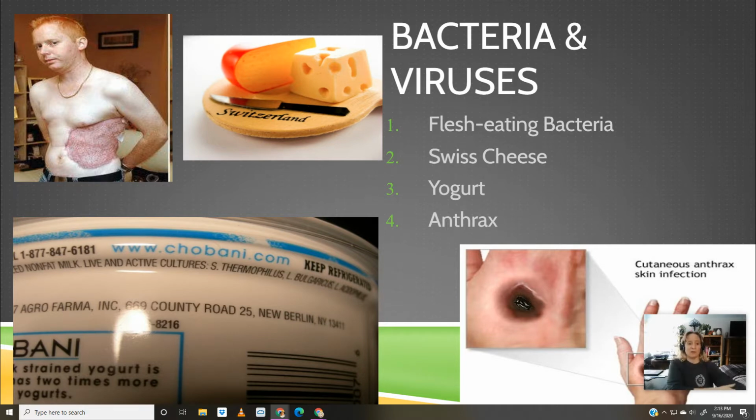We have in the upper left-hand corner an individual who has been diagnosed with having a flesh-eating bacteria. I hope none of us come into contact with that. Number two is Swiss cheese is made with bacteria. Yogurt, on the side of your yogurt, you'll see live and active cultures. And in this one, it has S. thermophilus, L. bulgaricus, and L. acidophilus. Those are all different strains of bacteria, and they help us digest. And number four is anthrax. There are different types of anthrax, and this is a cutaneous, so a skin issue with anthrax.